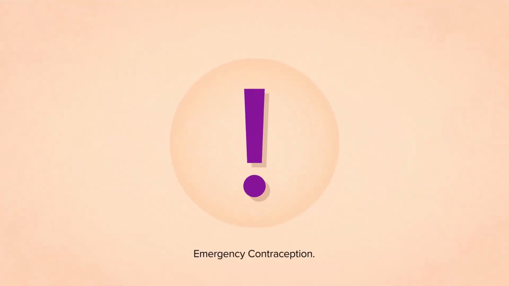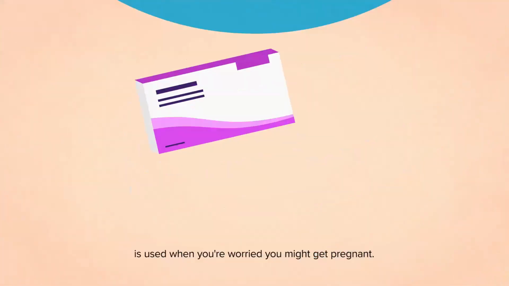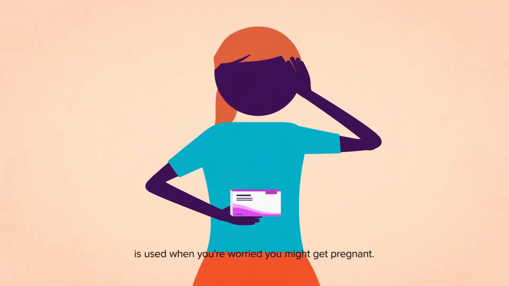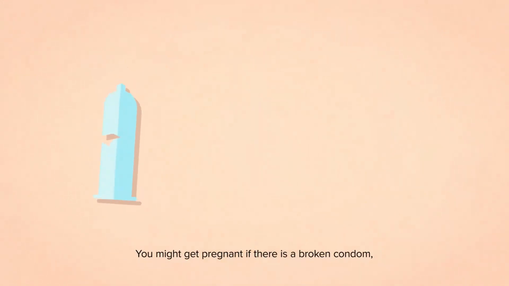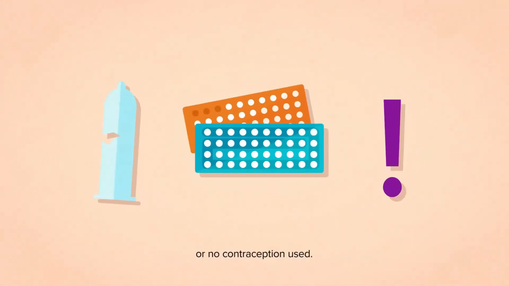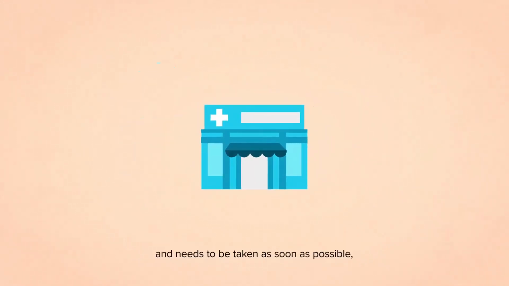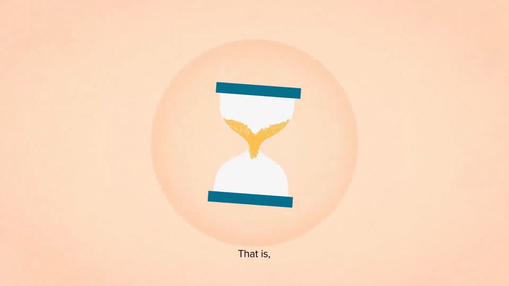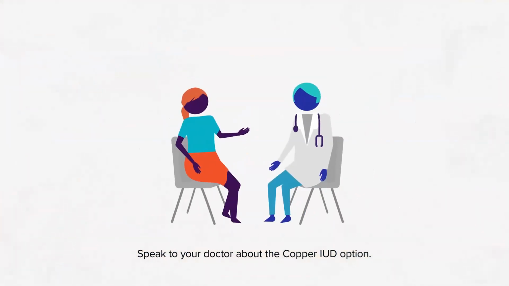Emergency contraception. Emergency contraception, sometimes referred to as the morning after pill, is used when you're worried you might get pregnant. The copper IUD can also be used as emergency contraception. You might get pregnant if there is a broken condom, missed or late pills, or no contraception used. Speak to your pharmacist, doctor or nurse about options if you find yourself in this situation. The medication can be bought at a pharmacy and needs to be taken as soon as possible if it is to work. That is, within 4 or 5 days of having sex. Speak to your doctor about the copper IUD option.